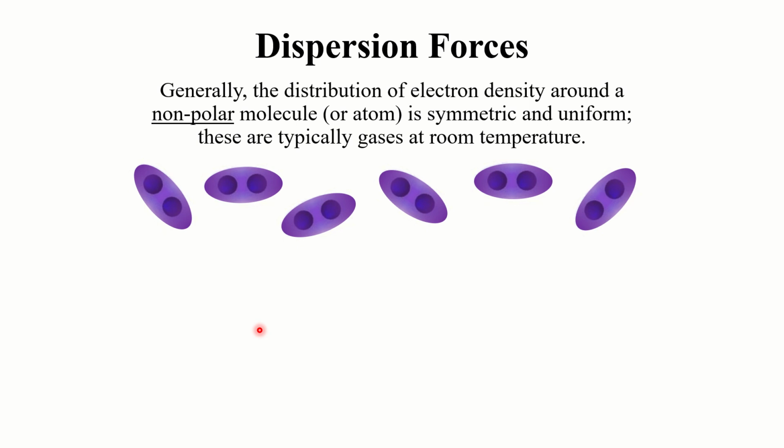All right, now let's talk about dispersion forces. Generally, the distribution of electron density around a non-polar molecule or atom is symmetric and uniform. These things are typically gases at room temperature. So these molecules right here, it's some sort of non-polar molecule where these 2 spheres represent the nuclei, and then shaded purple there, that represents the electron density.